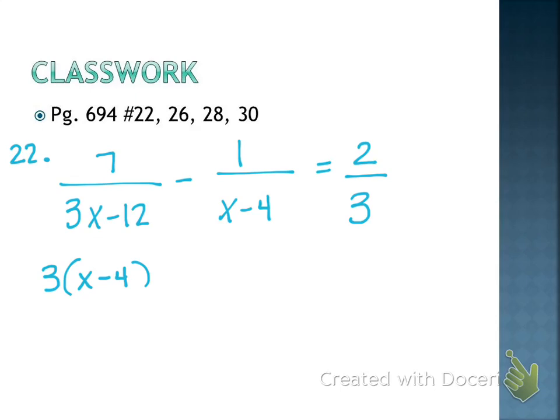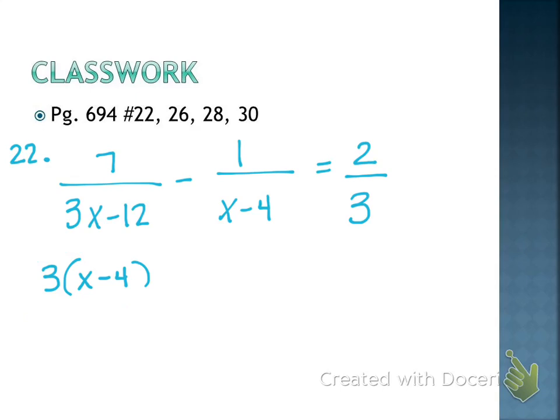Now watch this. This is going to make it so much easier for me to find a common denominator now, because I've got 3(x minus 4), x minus 4, and 3. So what would a good common denominator be? 3 times x minus 4. So do I need to do anything to this denominator right here? Nope, it's good just like it is.